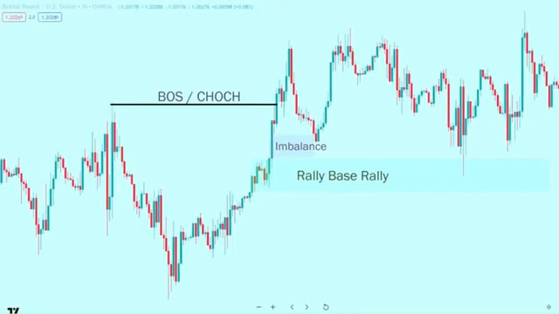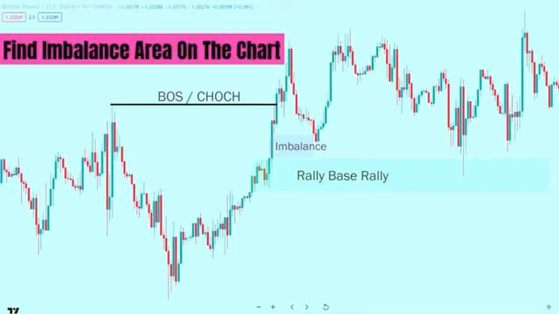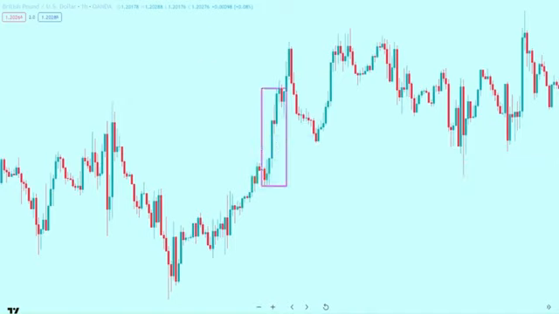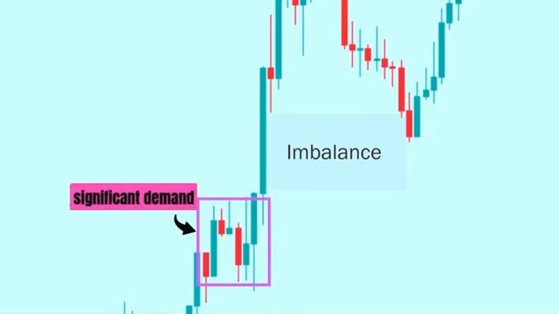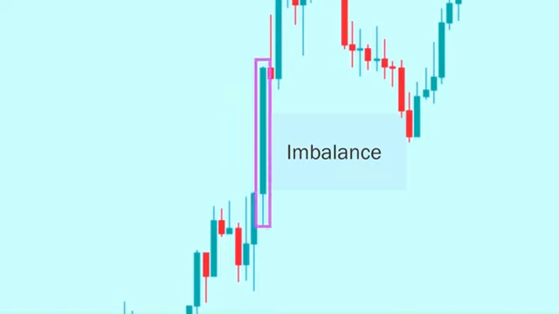To find RBR and DBD areas, first, you need to identify the imbalance area on the chart. How do we recognize the imbalance area? We can identify it by looking for candles with very strong movements. If you observe that the tail of the first candle does not touch the tail of the third candle, it indicates an imbalance area. This means that there is significant demand that overpowers the sellers, causing a price jump and forming an imbalance area based on this candle.